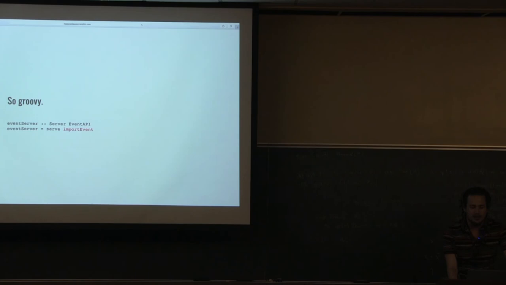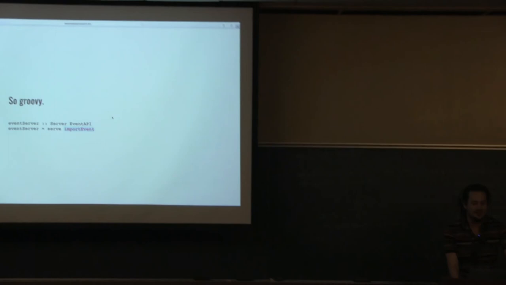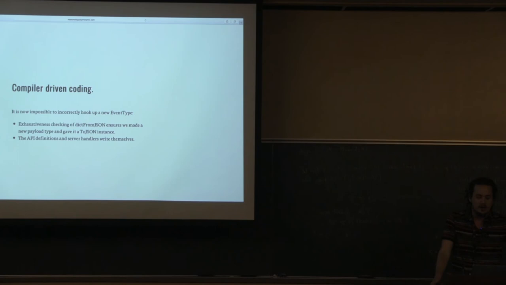So we now just say our server just serves this endpoint. And we're done, right? It's groovy. Sweet. It works. And so what we've done is we've got this compiler-driven coding, right, where we cannot possibly do this wrong anymore.